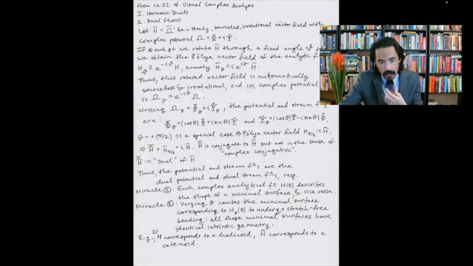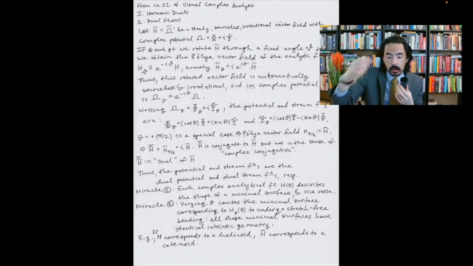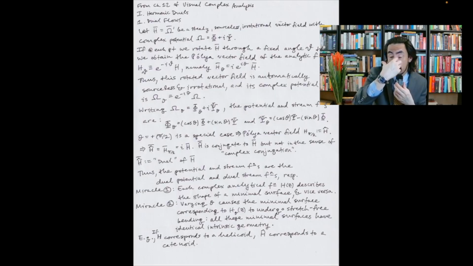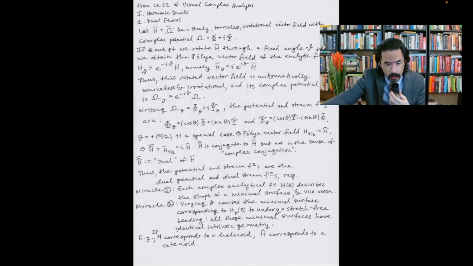So let capital H over bar equal capital Omega prime over bar be a steady sourceless irrotational vector field with complex potential Omega equals capital Phi plus i capital Psi. I believe that's what those are, and that's how you pronounce those Greek characters. I botched that so many times in this series that we're just going to keep going forward here.